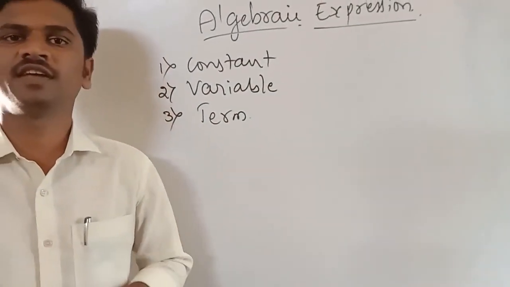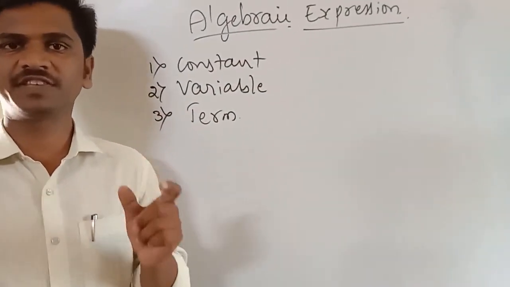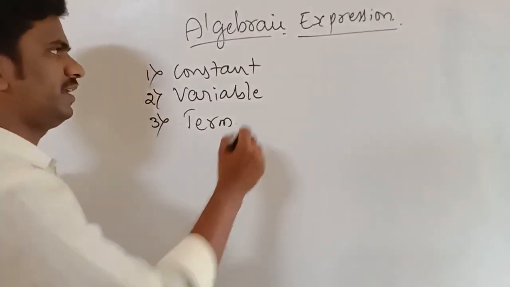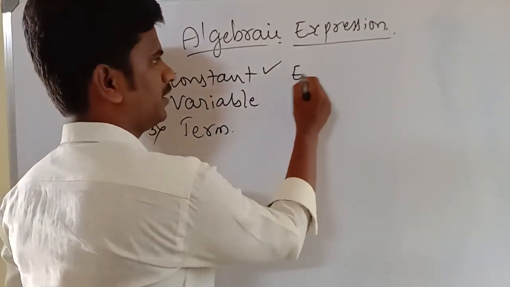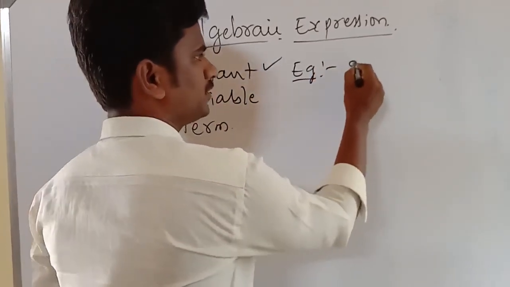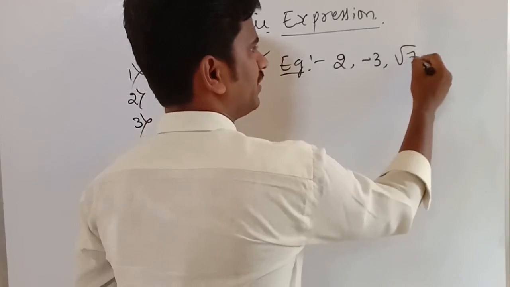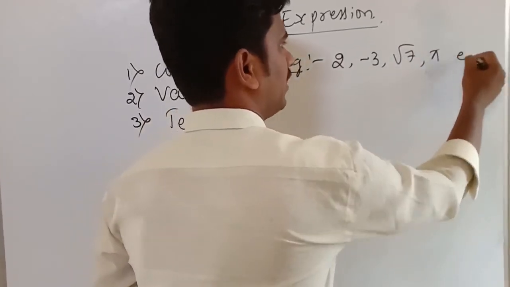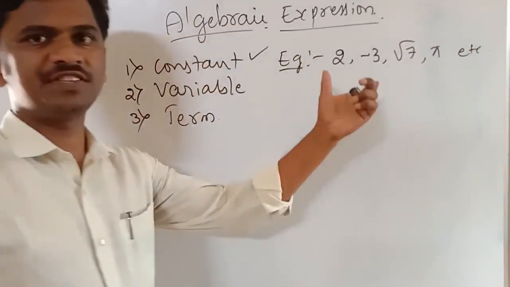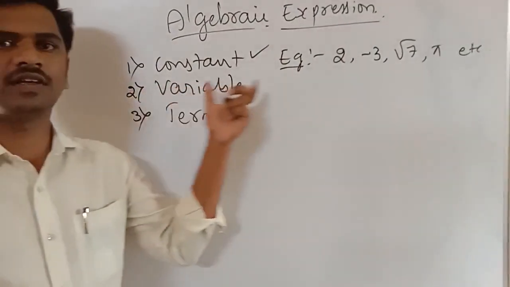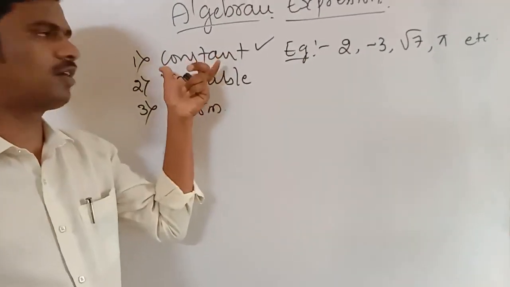A constant is a symbol which has a fixed value. Then that is called a constant. For example, the numbers 2, -3, √7, pi, etc. These are all fixed values. Is it correct? That's why these are called constants.